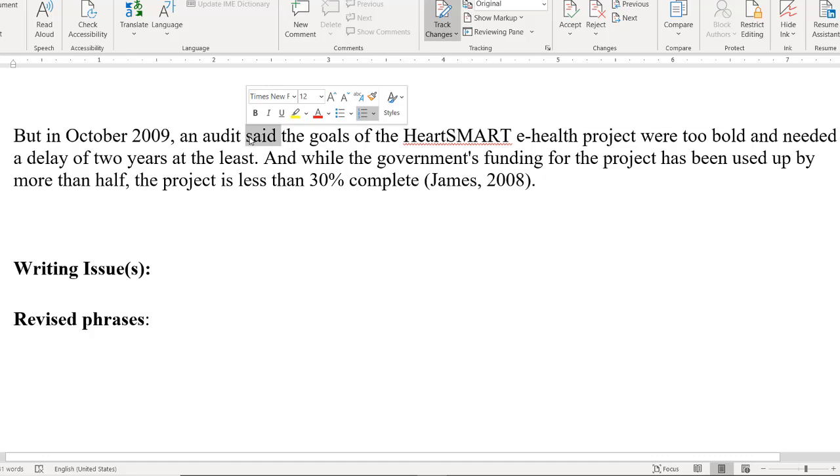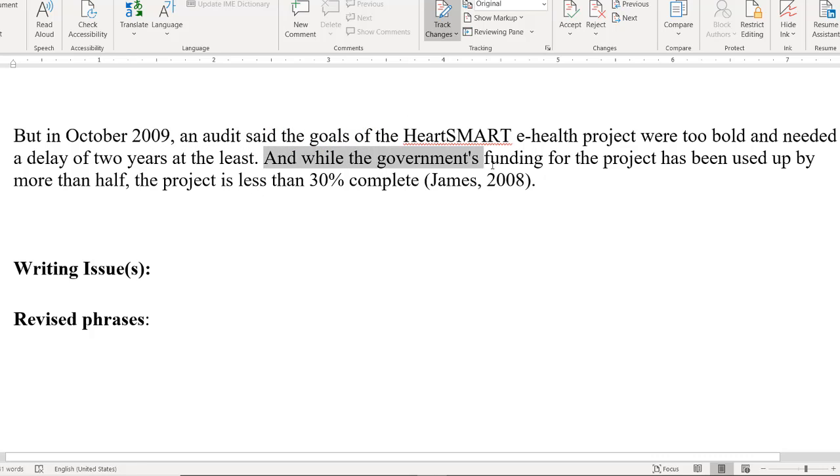How about "said"? Is there a better term we could use? Mentioned? Reported? The goals of the Heart Smart eHealth project were too bold and needed a delay of 2 years at the least. A delay of at least 2 years.